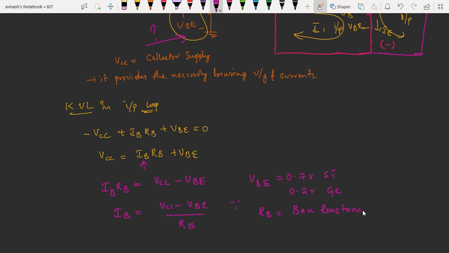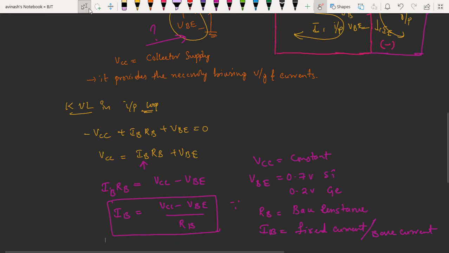And what do you mean by VCC? VCC is the constant voltage. It won't change. IB is the fixed current. This is the reason why it is called fixed bias. Unless or until it is changed, it is fixed. Fixed current, or we can also call it the base current. So this is the IB value.